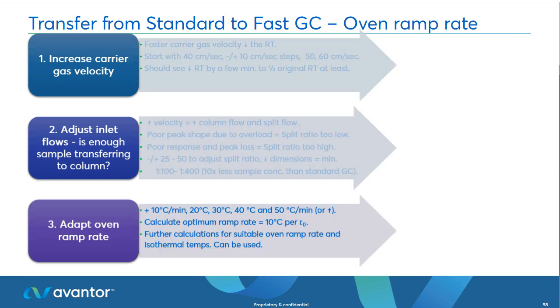And then you adapt the oven ramp rate. So you can increase the oven ramp rate by 10 degrees, 20, 30, 40, 50. You can even go higher if the GC is capable. And then you can see which of the oven ramp rates works the best and helps reduce that retention time even more, and then resolve the peaks as best as possible. You can calculate the optimum ramp rate by having a look at the T0 time, and then it's 10 degrees per the T0 time. There's further calculations that you can do for the oven ramp rate and isothermal temperatures.